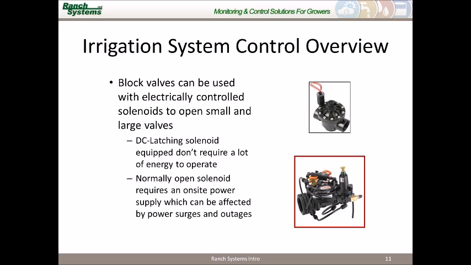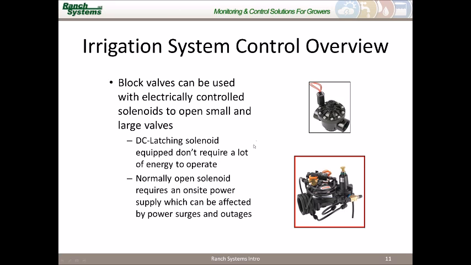So once the supply has been controlled, the next logical control is the solenoids and the block valves. Most people are familiar with block valves, but just in case, these are valves that have a diaphragm at the top and can be pulsed with energy to open and close the valve for flow. Many people are familiar with gate valves or ball valves, which manually need to be turned. However, these are not controllable by Ranch Systems due to the fact that it needs an electrical signal to be able to open and close.